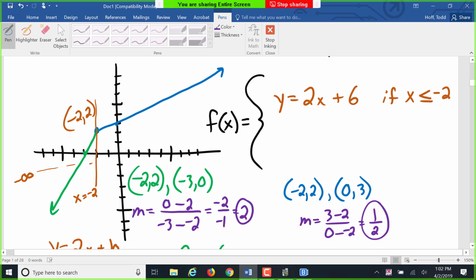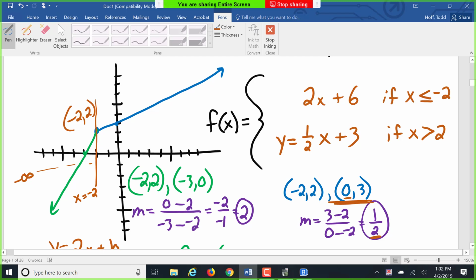Now this is one where we have to be careful. We already have the y-intercept given because this point has an x-coordinate of 0, 0, 3. So the equation is y equals what? One-half x plus 3. Slope of one-half times x plus the y-intercept. And that's when or if x is, we had less than or equal to there, so this has to be just greater than 2.